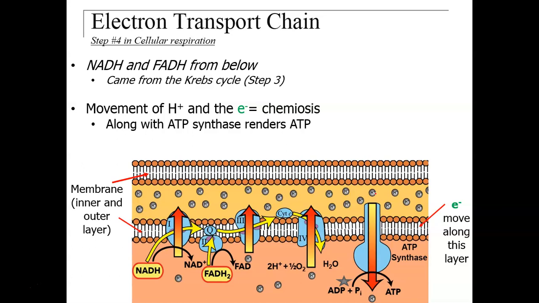So this is step number 4. This is the last step in cellular respiration. Now we see the FADH and the NADH. You can see them here.